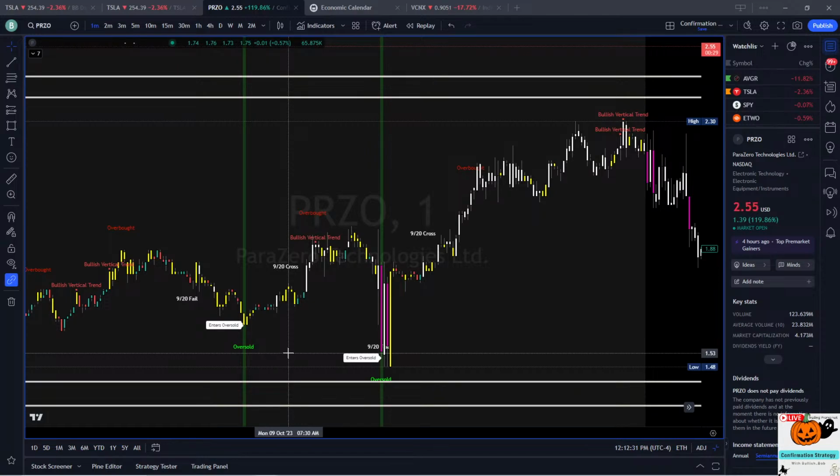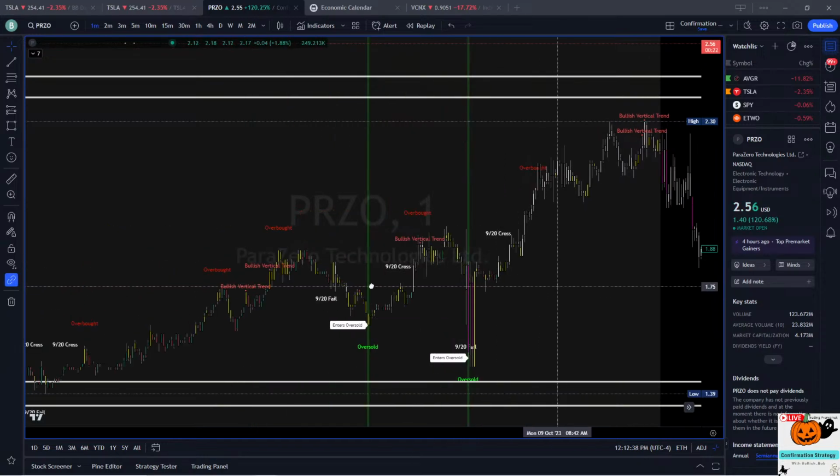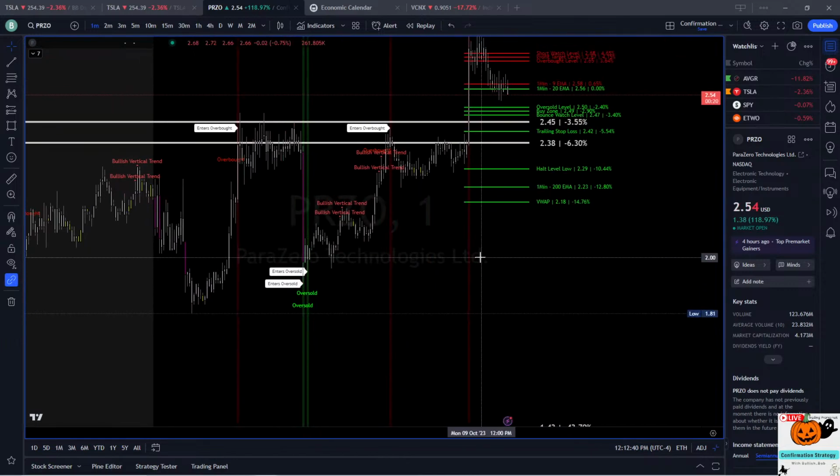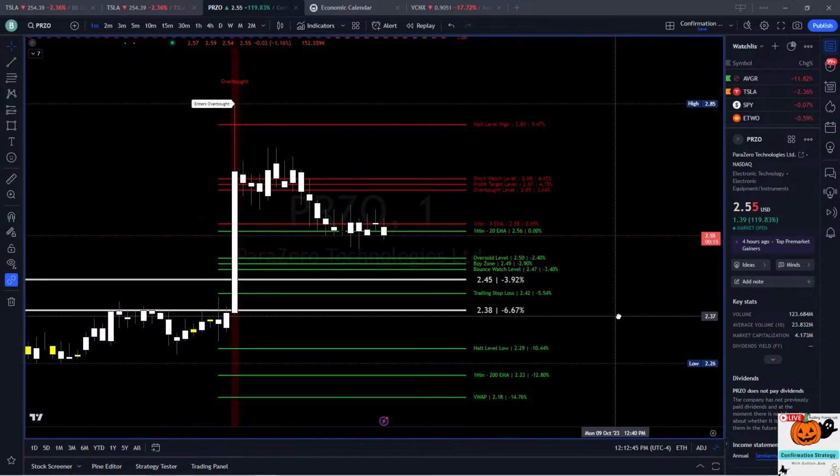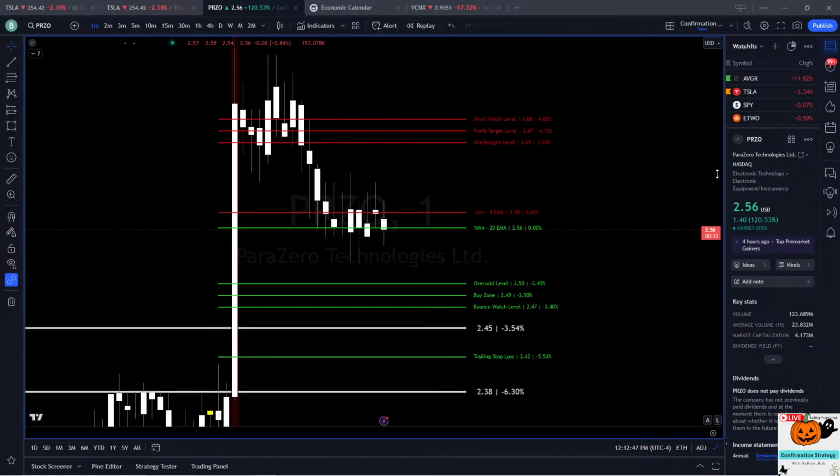I started as a small size, but as it fell down, I started to kind of fall with it, which I don't typically do. But what I was doing is putting faith into the new indicator that I have that's literally telling me where it's going to be, looking for algorithmic bounce type of plays. And that's what this one is, the bounce watch level.